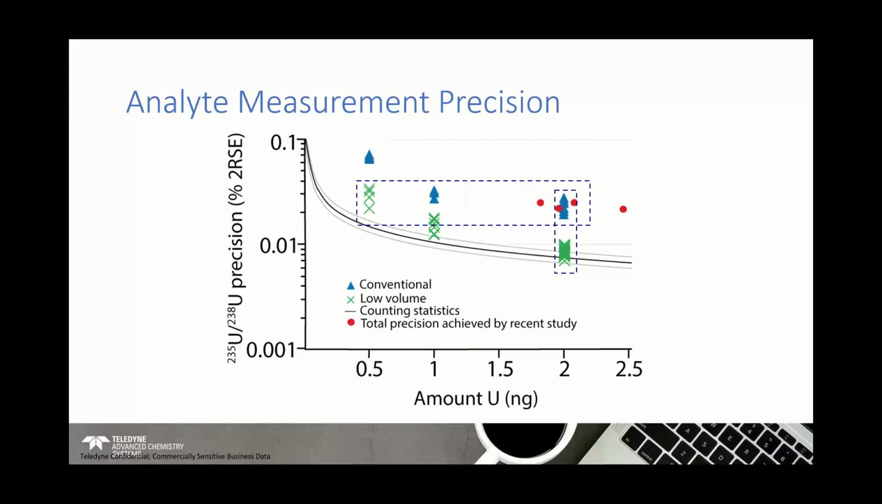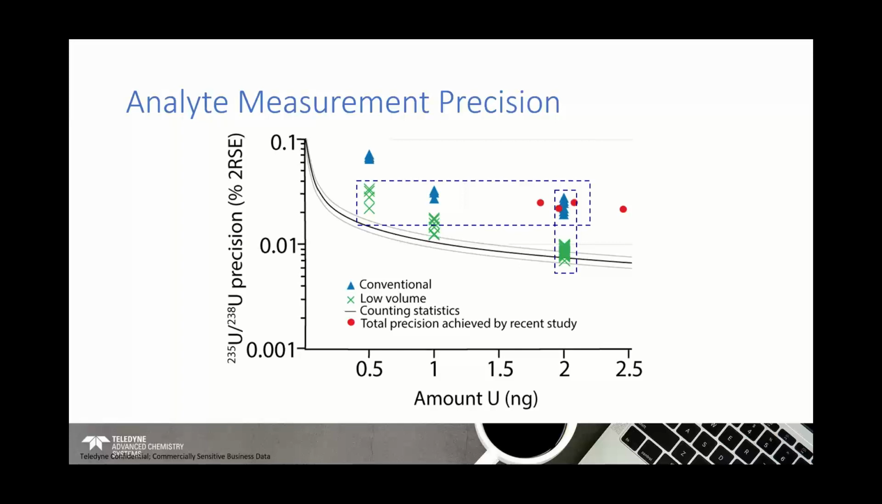So as you move down the mass scale from right to left on this x-axis, you'll see that the precision starts to worsen, if that's the right word, as you go down in mass. But for the low volume MVX approach, the precision is still always better than the conventional approach.